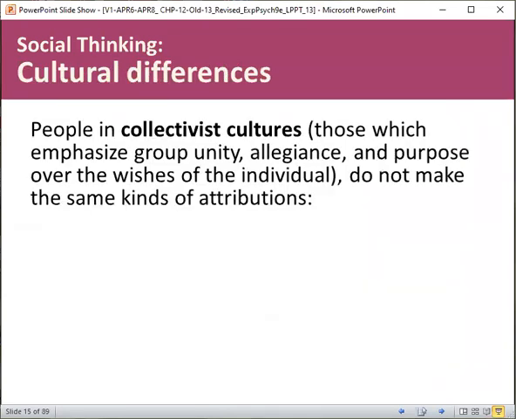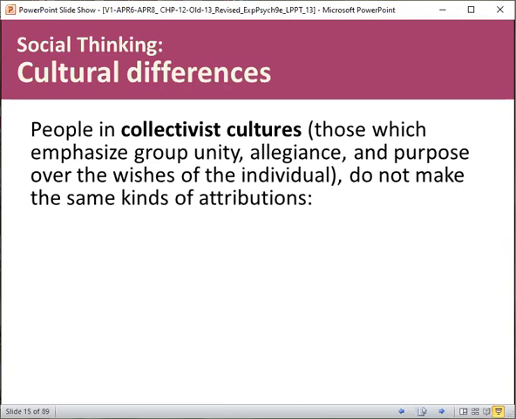Now let's look at why some of this may be going on. It goes back to culture, the cultural differences. And we've talked about culture a time or two already in this course. We've thrown out terms like collectivist and individualist types of cultures. So people in collectivist cultures, those which emphasize group unity, allegiance, and purpose over the wishes of the individual, do not make the same kind of attributions that people from individualistic cultures like ours do.